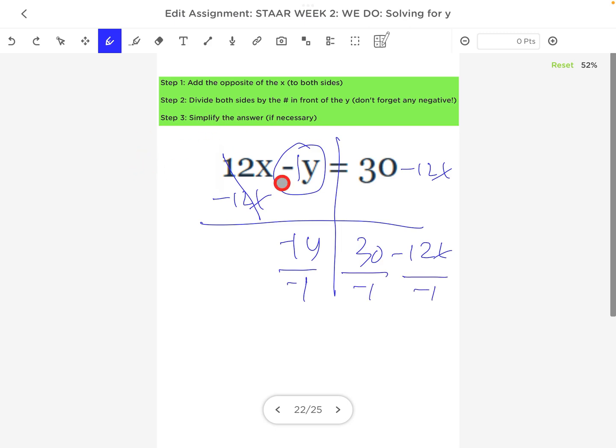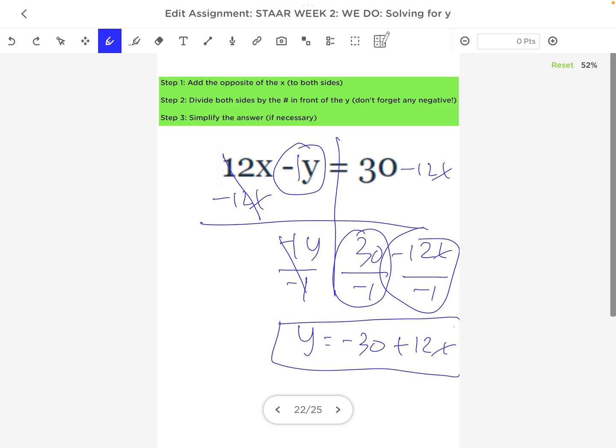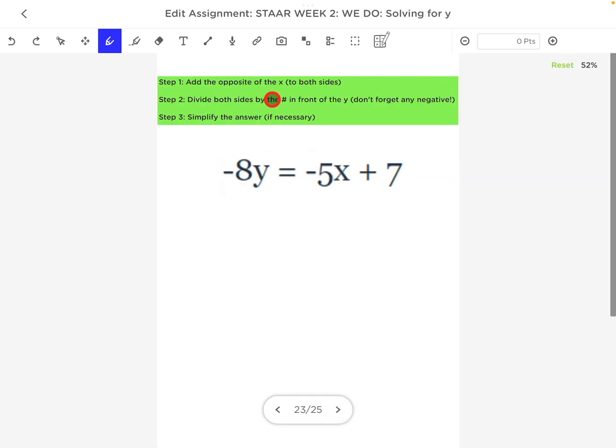Okay, now our last step, we're going to simplify. We know these negative ones cancel out every time, so we have just y equals. If we don't know for sure, we can type that into the calculator. But anytime we divide by negative 1, it just changes the polarity. So instead of positive 30, it's going to be negative 30. Right over here, the same thing. Instead of this negative 12, dividing by negative 1 is going to make it a positive 12x. And that's our answer. Okay, next, keep it going, same steps.